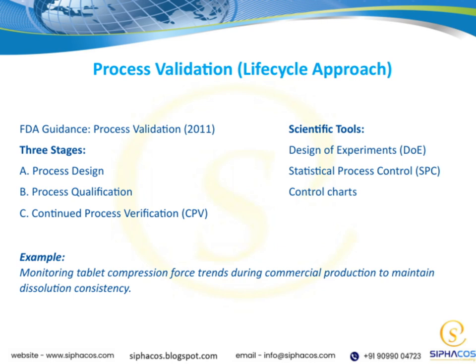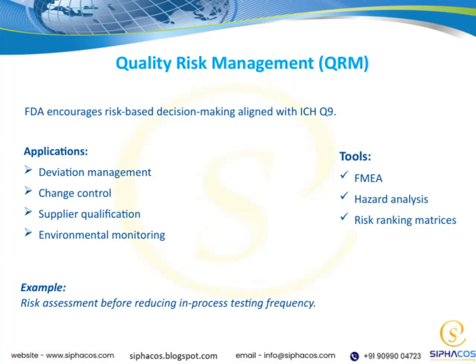Let's talk about quality risk management, or QRM, which is a crucial part of our approach. The FDA actually encourages us to make decisions based on risk, aligning with the principles outlined in ICH-Q9. For example, before we decide to reduce the frequency of in-process testing, we perform a thorough risk assessment to ensure that quality remains uncompromised. There are several tools we use to support this process, including FMEA, hazard analysis, and risk ranking matrices. These tools help us identify potential risks and prioritize them effectively.